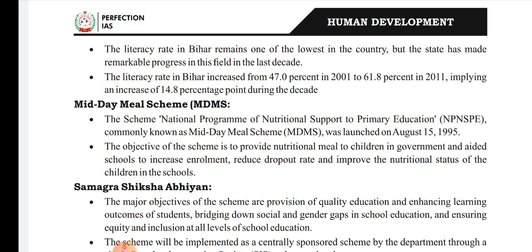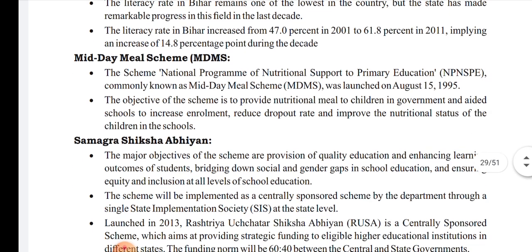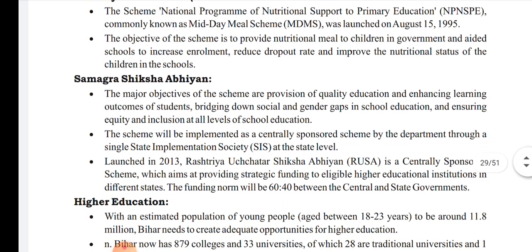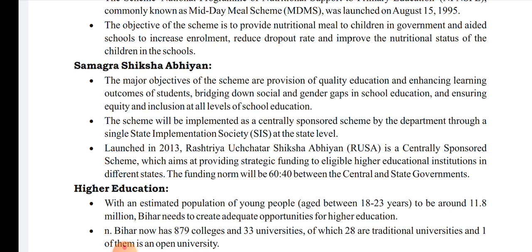The objective of the scheme is to provide a nutritional meal to children in government and aided schools to increase enrollment, reduce dropout rate and improve the nutritional status of children in school. Then we have Samagra Shiksha Abhiyan. Samagra means total, and again this is an umbrella program under which different programs are being run.